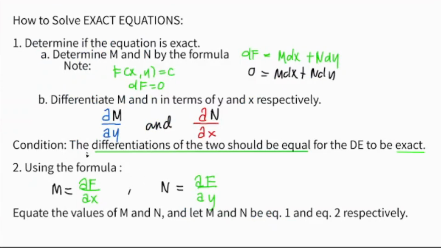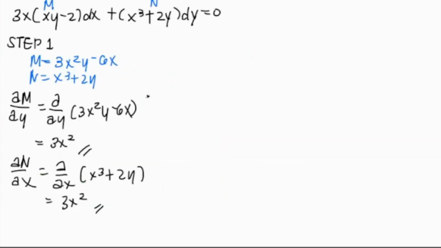Kaya sabi dito, ang condition is, ang differentiations daw ng dalawa should be equal for the DE to be exact. Therefore, this differential equation is exact kasi differentiation of M in terms of y and differentiation of N in terms of x is just equal. So, 3x squared is just equal to 3x squared. Therefore, we can say that this equation is exact. So, ngayon, erase na natin to.